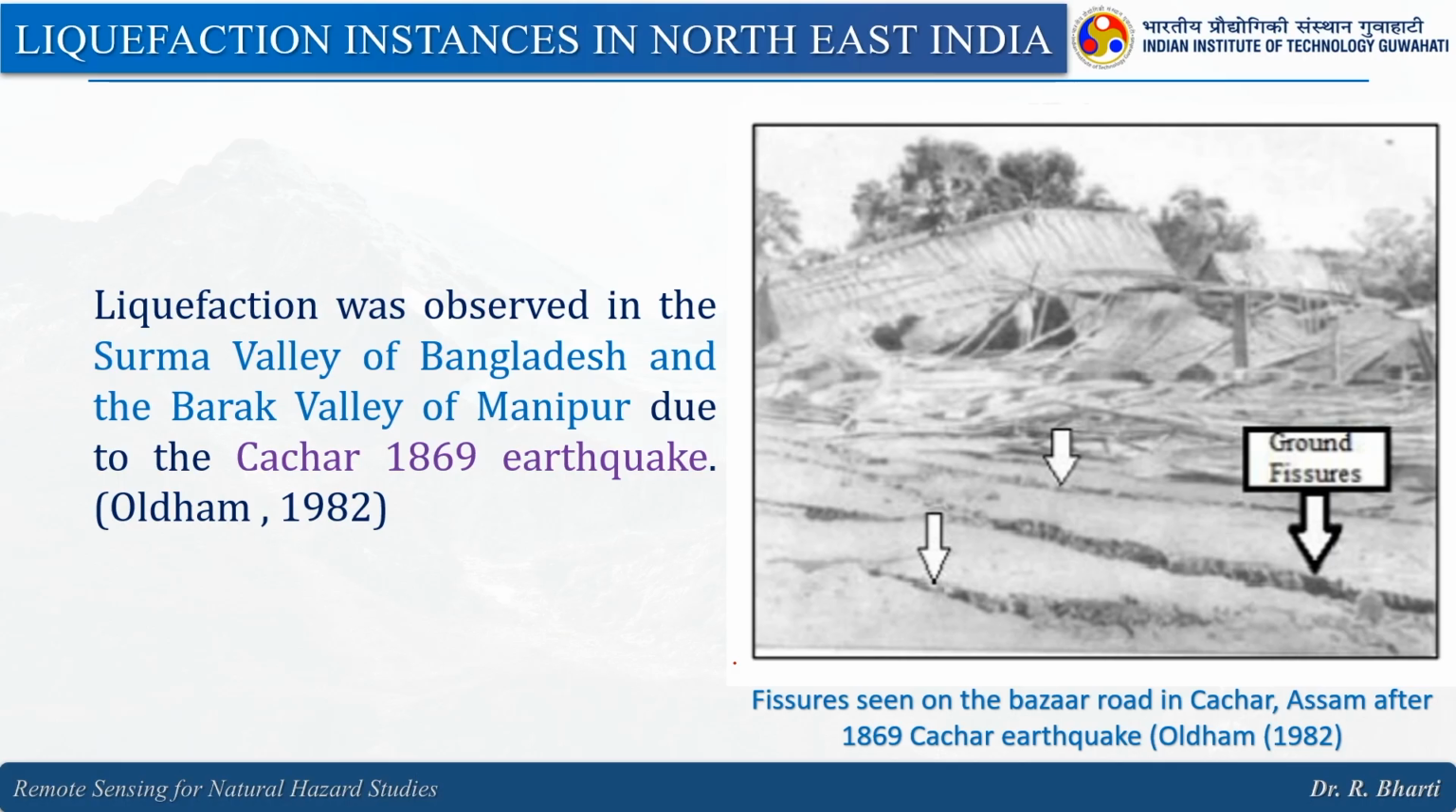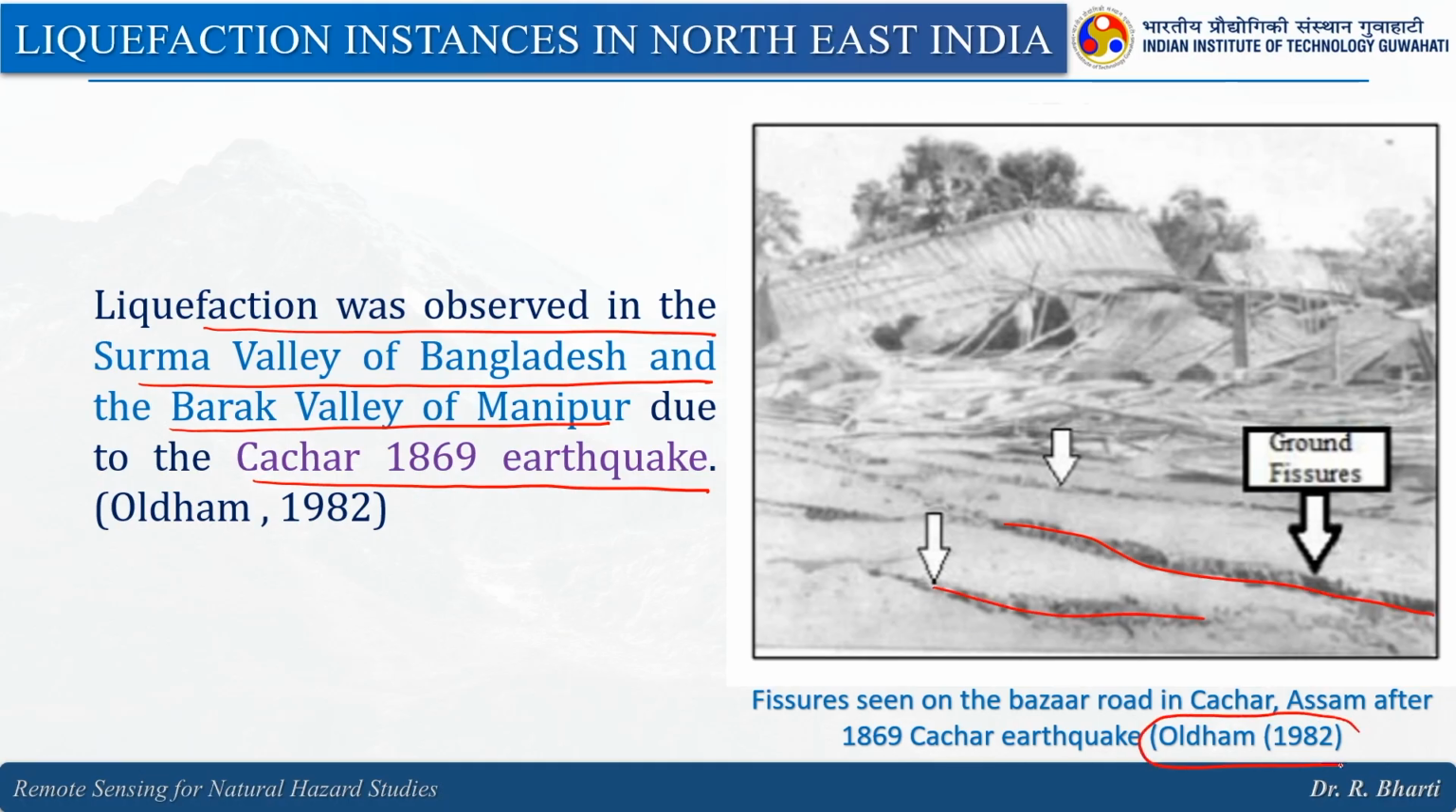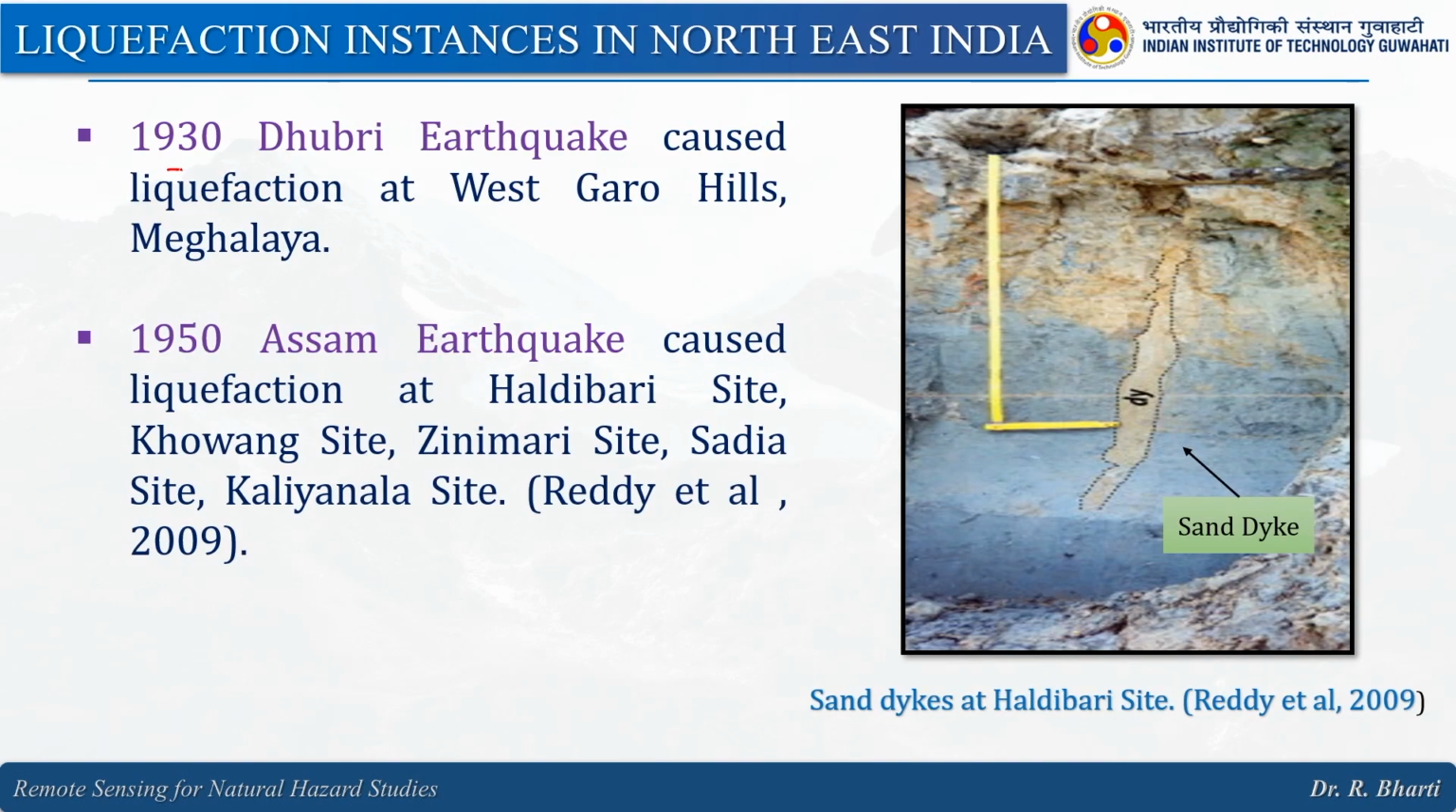Right. So this explains that the northeastern part of India is under seismic zone 5, and because of the different features present around this area, it is very vulnerable, right. Liquefaction was observed in the Surma Valley of Bangladesh and the Barak Valley of Manipur, and it was because of the Kachar 1869 earthquake. Here you can see the ground fissures that were observed, and this was reported by Oldham 1882.